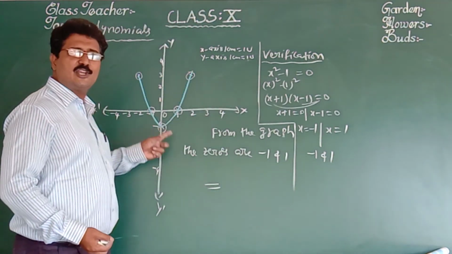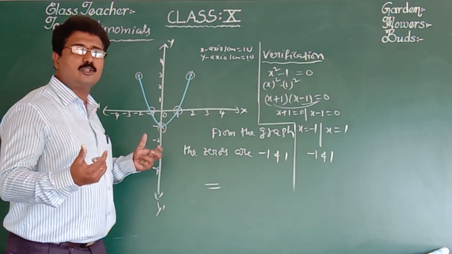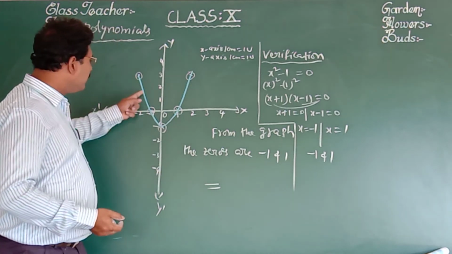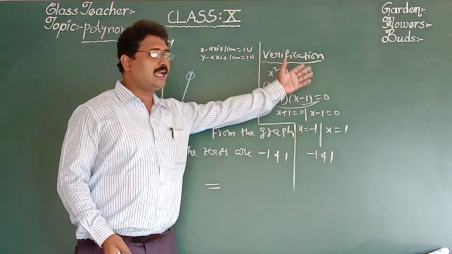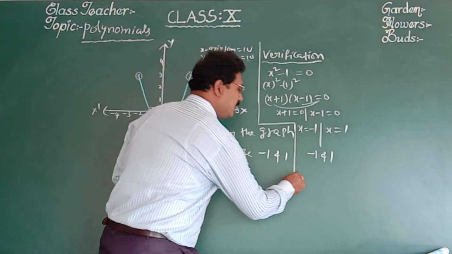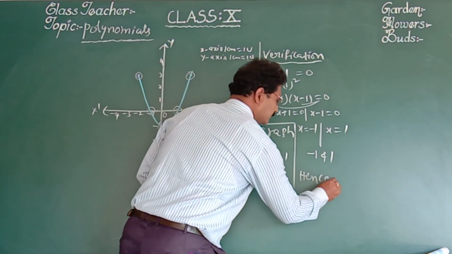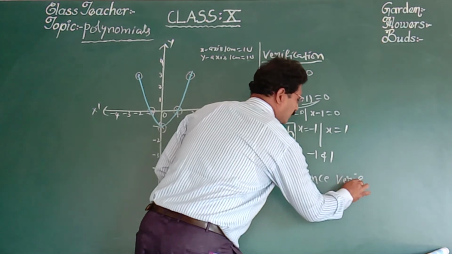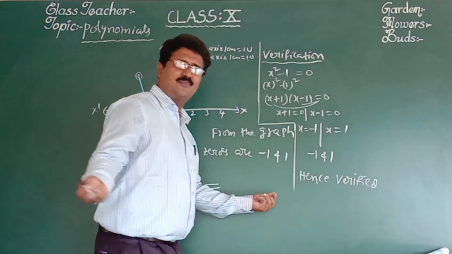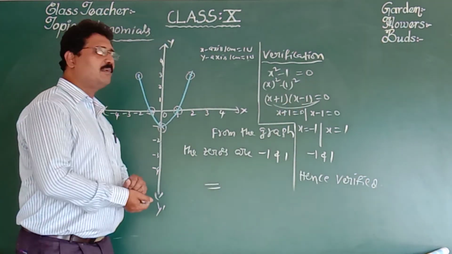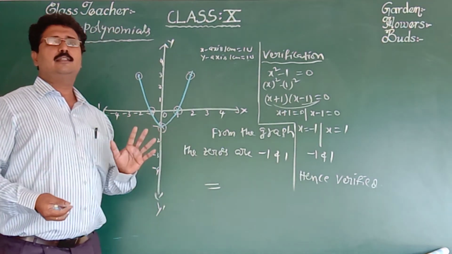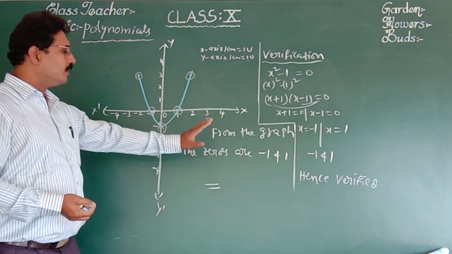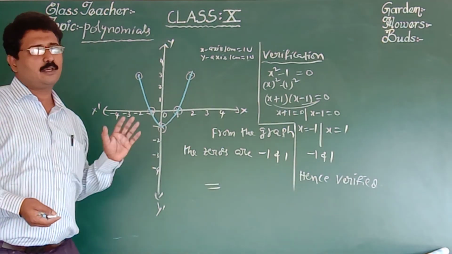In the graph also, to get the zeros from the graph, you see where it touches the x-axis. Here also, minus 1 and plus 1. Hence verified. What do we have to write? Hence verified, or hence justified, or hence the problem is solved, whatever it may be, you must write the inference like that. So I think all of you have understood how to draw the graph.